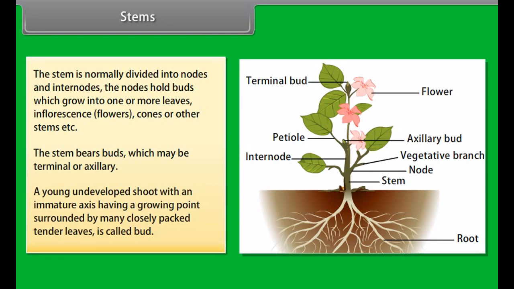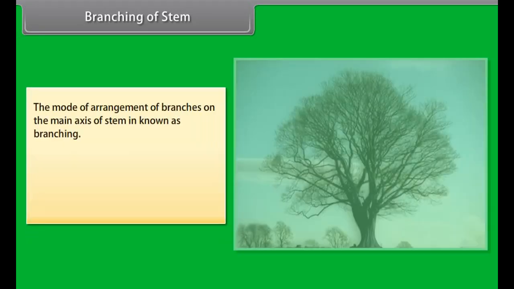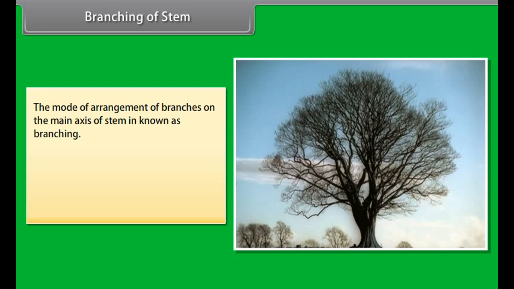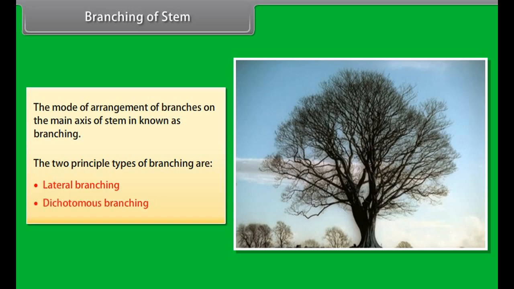A young undeveloped shoot with an immature axis having a growing point surrounded by many closely packed tender leaves is called bud. Branching of stem. The mode of arrangement of branches on the main axis of stem is known as branching. The two principal types of branching are lateral branching, dichotomous branching.